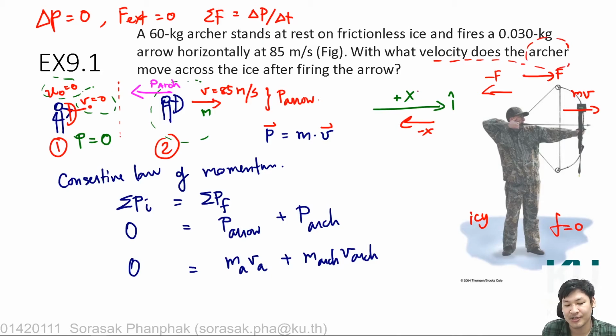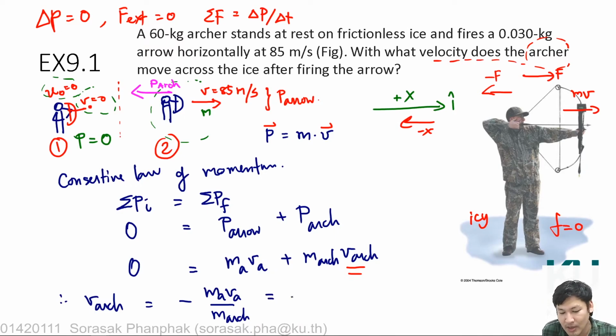What you would like to find now is the velocity of the archer on this icy floor. So you would like to know these quantities. You can rearrange the terms if you want. So you can rewrite v archer equals minus, changing this to the other side, m arrow v arrow, and divide by the mass of the archer.